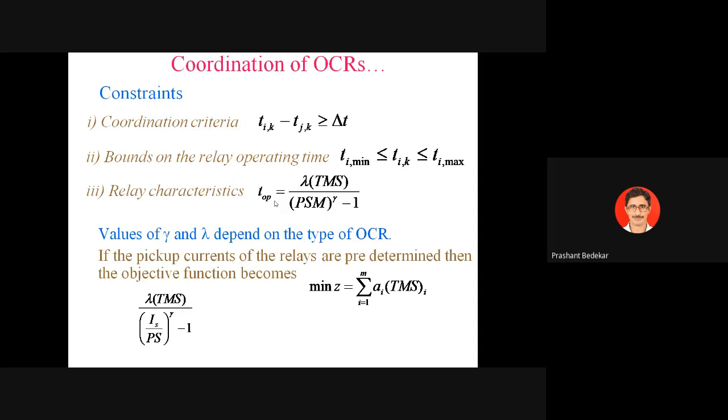So if plug setting multiplier is fixed, for a particular fault, the current will be constant. For a particular type of relay, lambda and gamma are also constant. So we can take A equal to lambda upon plug setting multiplier raised to power gamma minus 1. It will be constant so long as plug setting is considered to be constant. So what we get is A multiplied by time multiplier setting is equal to the time of operation of the relay.